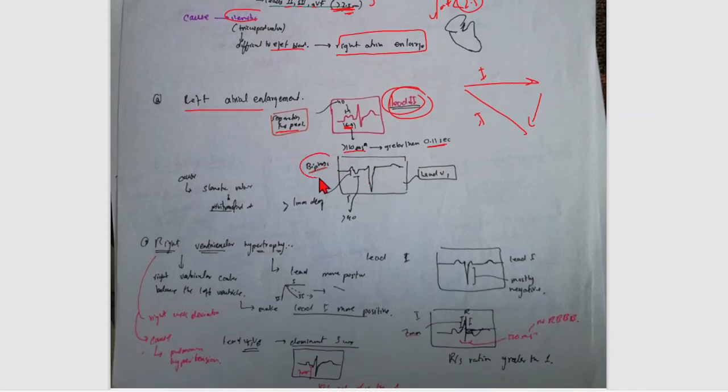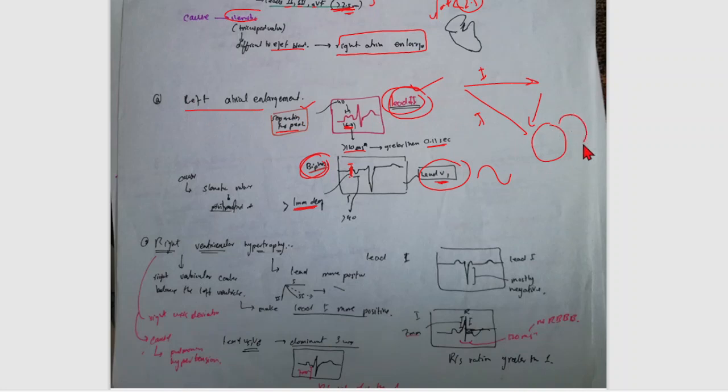Another thing is also the biphasic wave. For example, this is the biphasic wave, one phase, two phase, and the height is greater than 1 millimeter. Now you are seeing here in lead V1 that it shows a biphasic wave, and lead 2 shows the separation of the P wave.